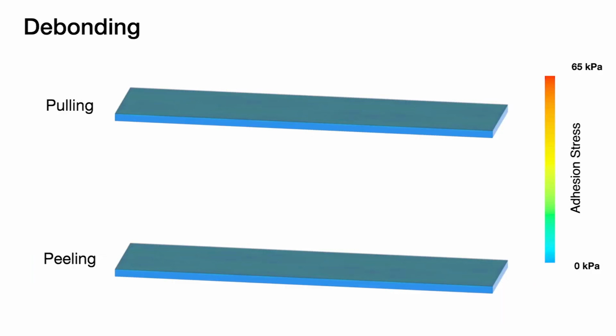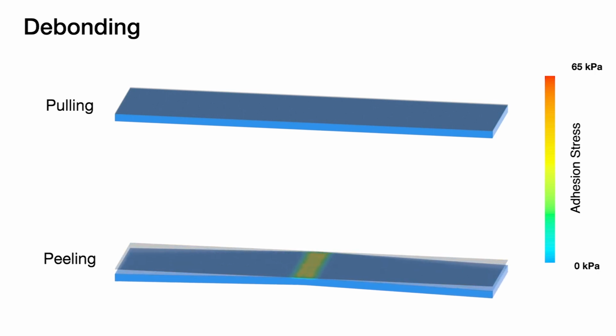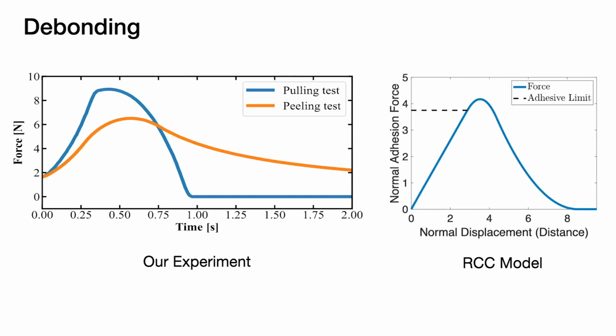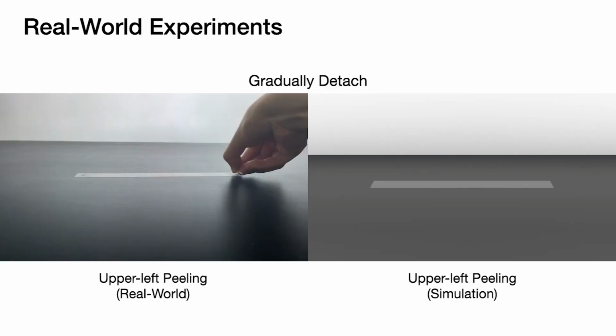We perform 2 canonical tests on a scene with 2 initially stacked adhesive plates: the parallel pulling and the peeling. The force time plot clearly captures the bonding and debonding process, which is consistent with the classic RCC model. We validate our method with real-world experiments.